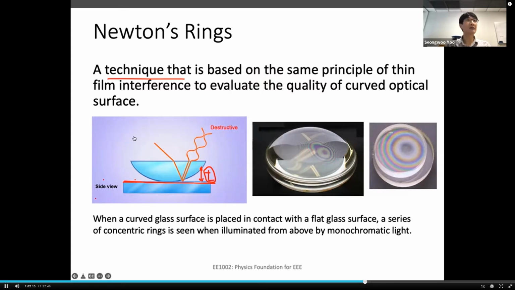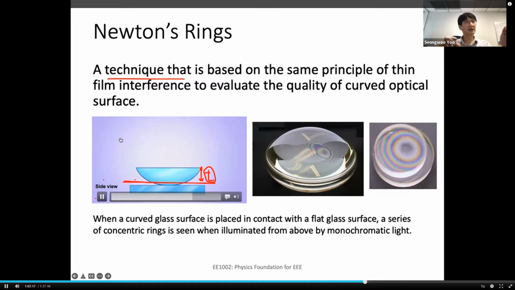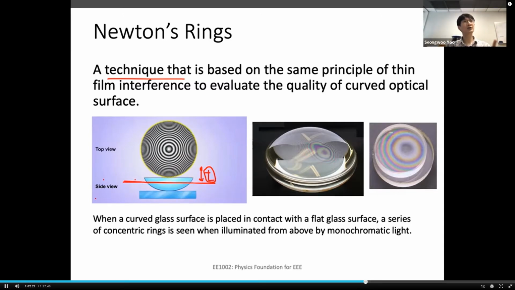Therefore, if you look at this Newton's ring from the top, you are going to see this kind of alternating, concentric dark rings. All right, and this is called Newton's ring.